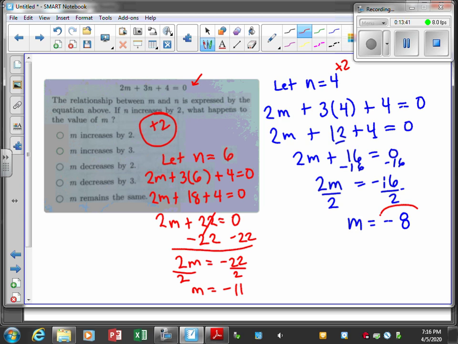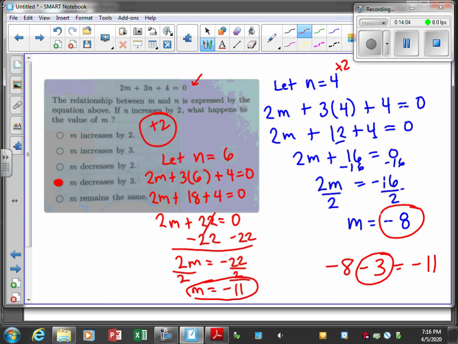So if it goes from negative 8 to negative 11, that means it went down by 3, because negative 8 minus 3 is equal to negative 11. So it decreased by 3. So m decreased by 3.